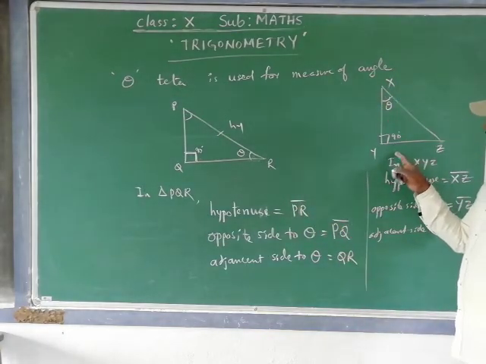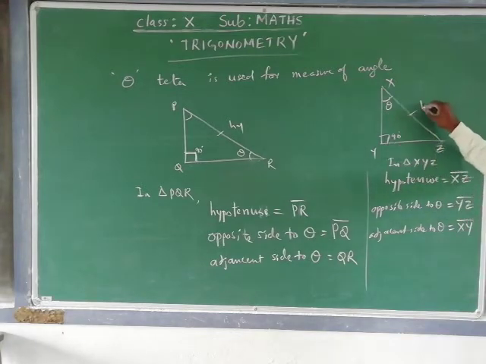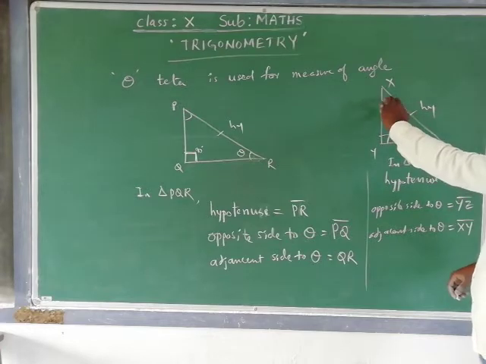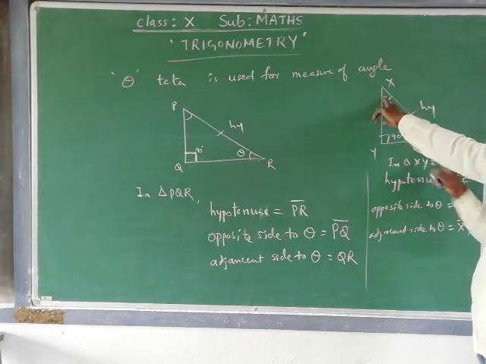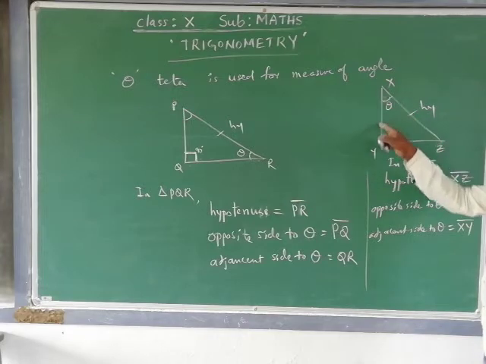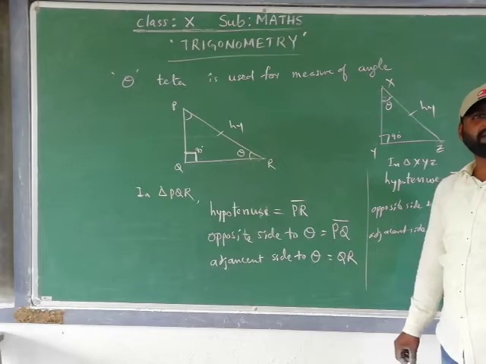Now coming to this triangle XYZ, here 90 degrees. First you locate the 90 degrees. Identify that. The 90 degrees opposite one is what? Hypotenuse. Okay? Then the opposite side to theta. Where is theta located now? Here. Theta's opposite one, this one, YZ. YZ is the opposite side. Adjacent: theta is here, adjacent to this one, XY. Understand now? Naming the sides.